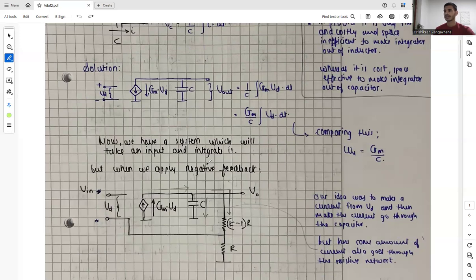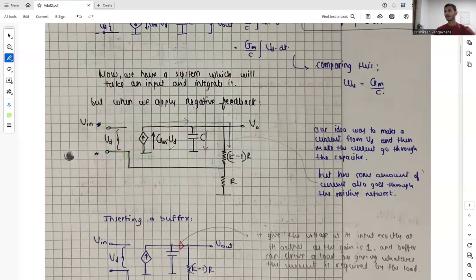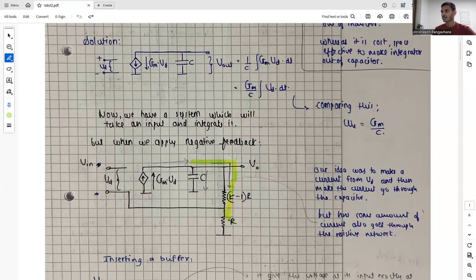Now we have a system which will take an input and integrate it, but let's see what happens when we apply negative feedback. So we have our difference voltage, and due to this difference voltage there is a current flow, which is Gm times Vd. When that current comes to this point, it has two options. One option is going through C, and we want all of our current to go through C, as we want to integrate it. But there is also a resistive network, and especially when this R is very low, the current will prefer to flow through this network.